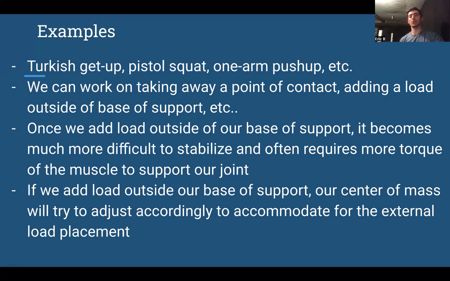A pistol squat is a great unilateral exercise, unilateral typically meaning that one limb is in contact with an external surface. And it's a great way to train the lower extremity in a unilateral fashion. This is great compared to a bilateral squat. In a bilateral squat, typically our base of support is a little bit more wide or broad. And then when we get to a pistol squat, our base of support gets a lot more narrow because of the one point of contact. And the same thing can be done with a one-arm push-up as well.